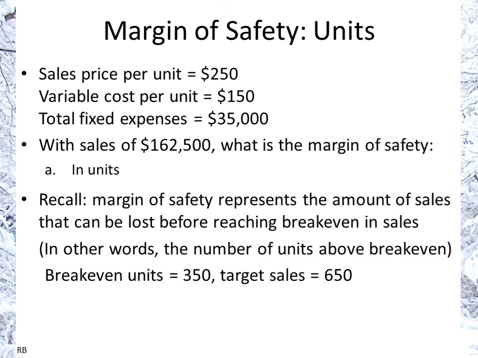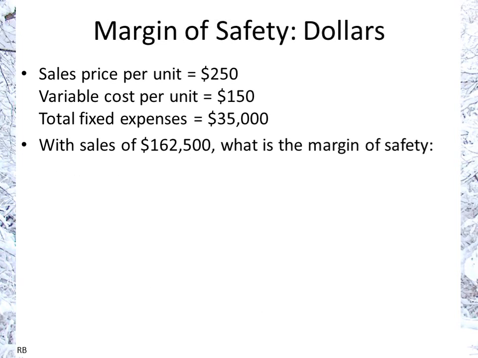So here we have break-even units is 350 as we had calculated, target sales is 650, so our margin of safety is simply the difference, or 300 units. Again, that means we can lose 300 units of sales compared to what our target is of 650, and we'll still hit break-even. Now, in terms of dollars, it's telling us how many sales dollars we can lose off of the 162,500 and still remain at break-even or above, right?